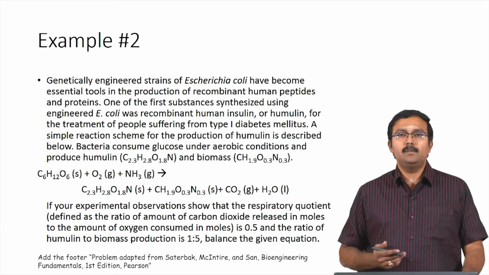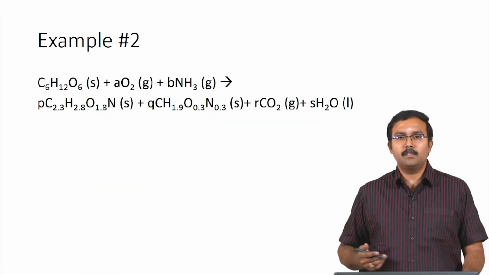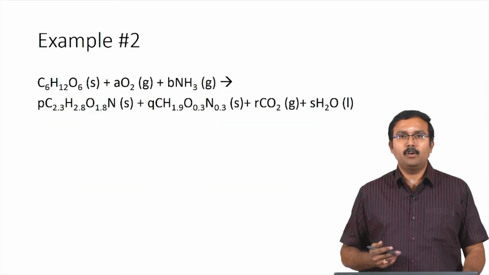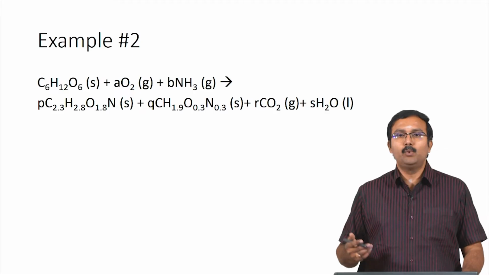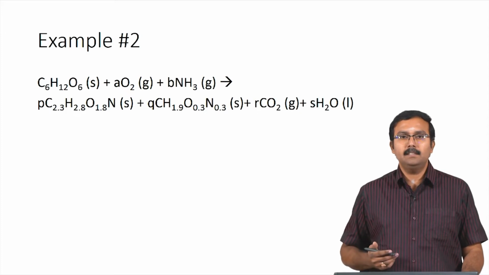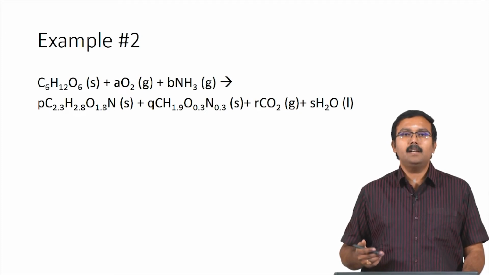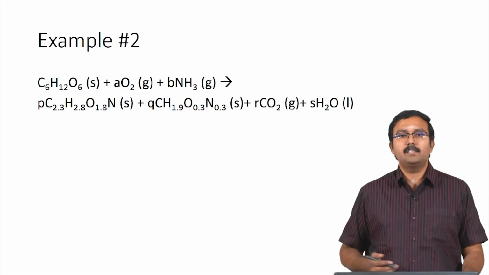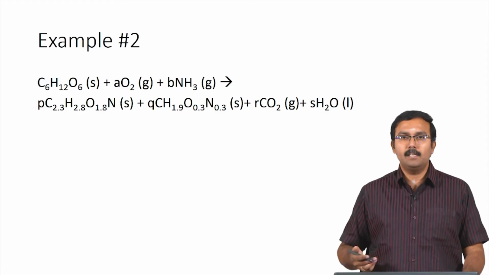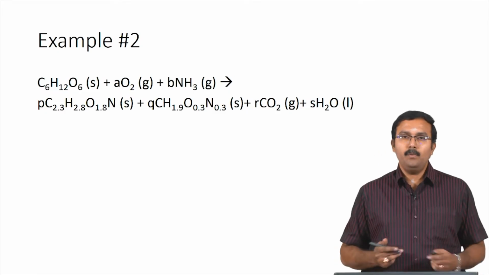Now, we need to look at how we go about solving this problem. To identify the stoichiometric coefficients of all these terms, we will introduce these variables A, B, P, Q, R and S. So, we assume that 1 mole of glucose is taking part in the reaction and we will try to calculate the stoichiometric coefficients for all the other terms, assuming 1 mole of glucose is being consumed during this reaction. So, how do we go about this?